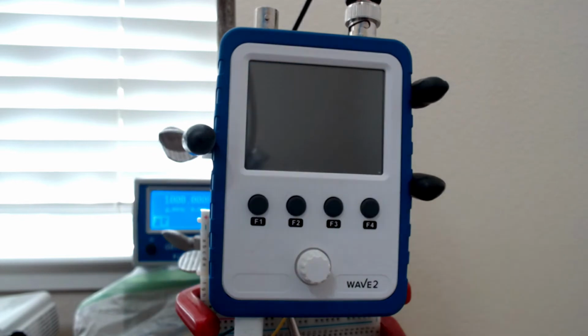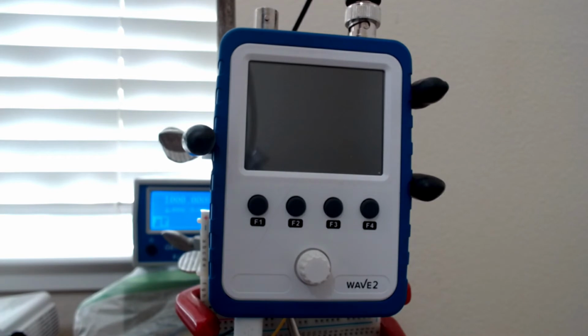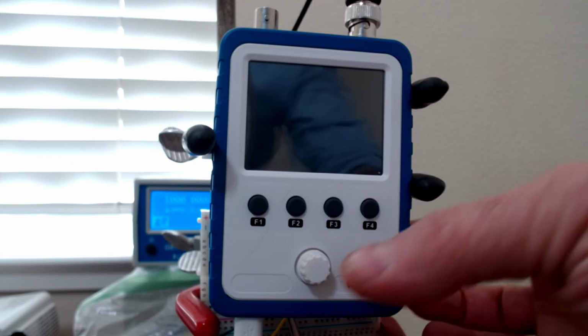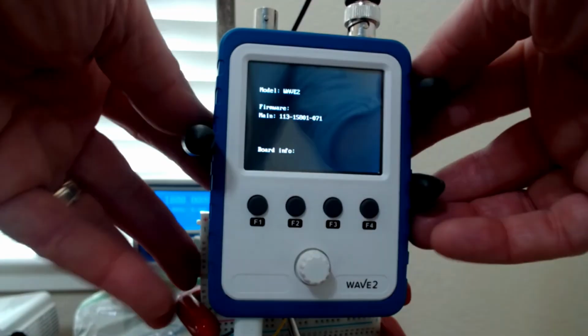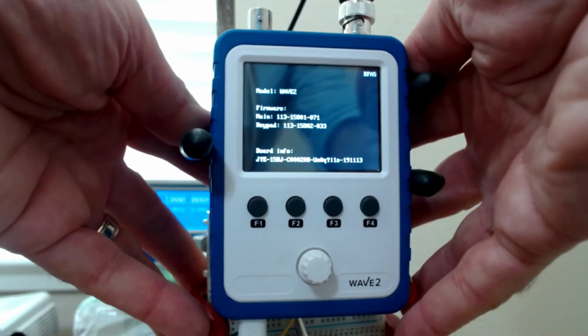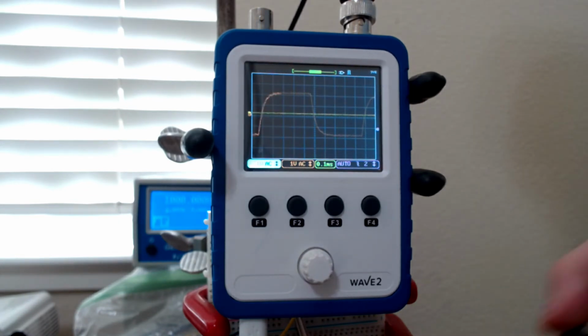I gotta plug this one in. Okay. Now I need to disconnect my other scope. Sorry for my hand being in the way.